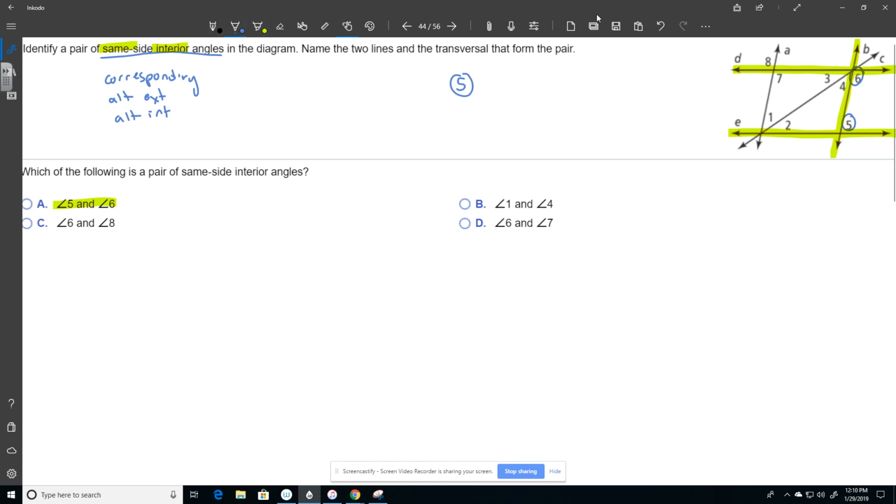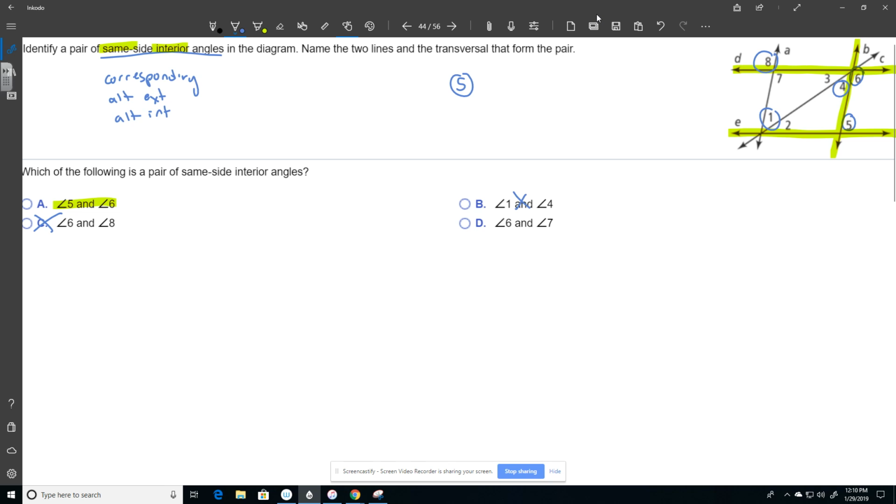But just to make sure, let's look at 6 and 8. 6 is right here. 8 is on the outside. So they're on the outside, not the inside. And they're on opposite sides. They alternate. So it's definitely not C. 1 and 4. 1 is on the inside. 4 is on the inside. Definitely not those, because they alternate sides. They're not on the same side of the interior. If this said 1 and 7, we could say that those were the same, but it doesn't.